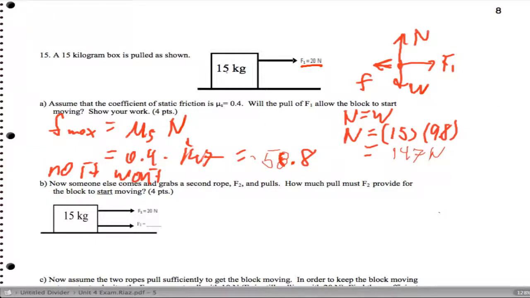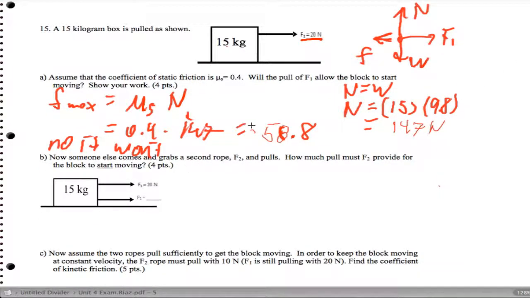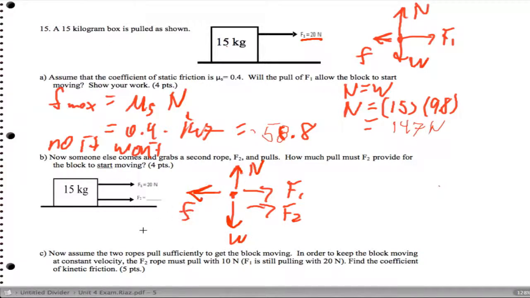Now, for part B, we want to know how much it will take to get this thing moving, so let's calculate. Based on the free body diagram, we got normal, we got F1, we got F2, we got the weight, and we've got this friction force. I know that the max static friction is 58.8. I know that F1 is 20.